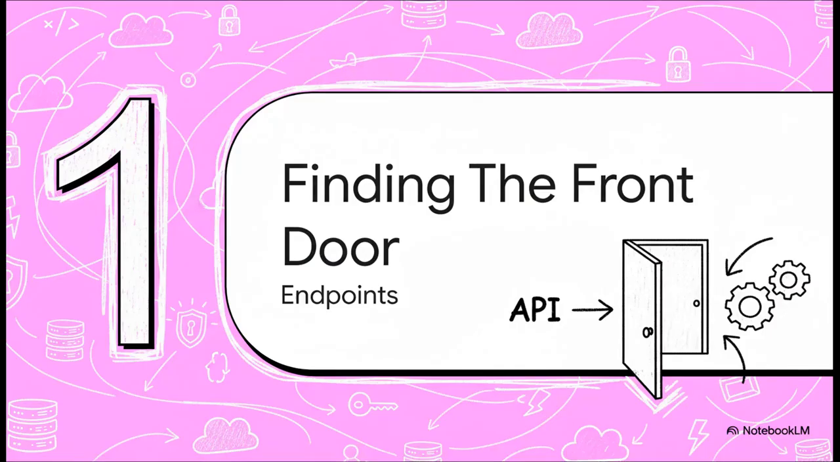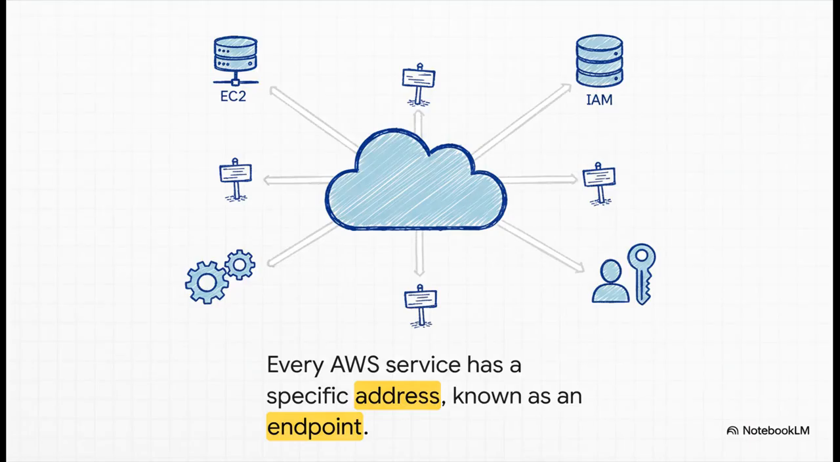Okay, first things first. Before you can even think about sending a command, you've got to know where to send it. You can't just shout into the void of the cloud and hope for the best. You need to find the right front door. Think about it like this. Every single AWS service, whether it's S3 for your storage or IAM for identity management, has its own unique address, its own front door. In the tech world, we call this a URL, or an endpoint, and it's the official address where that service is just waiting to receive your API calls.